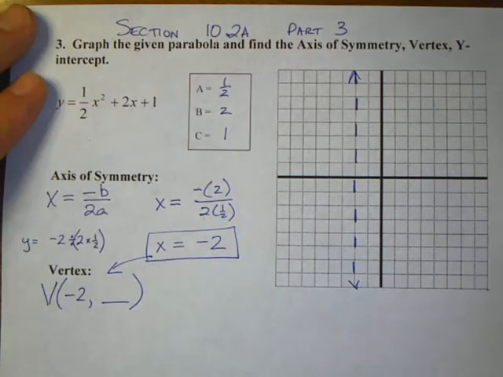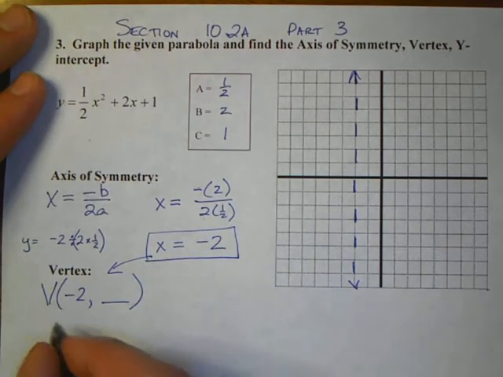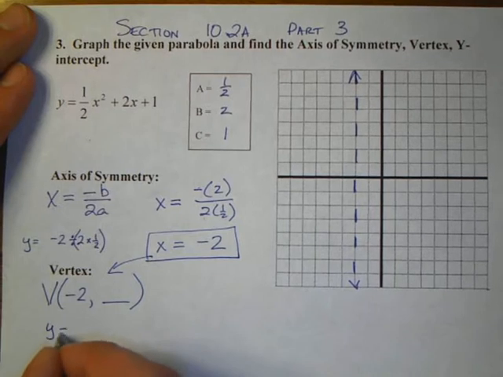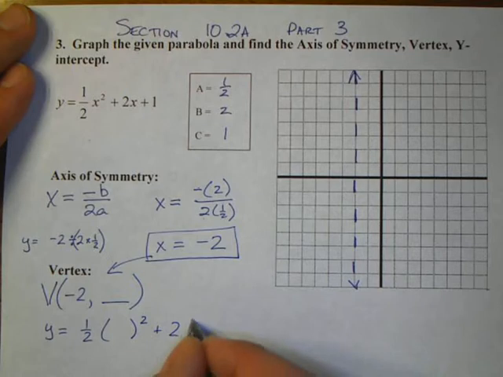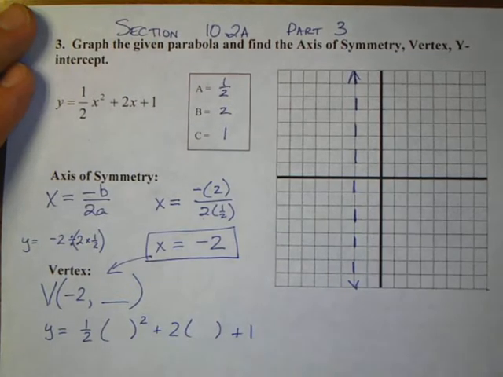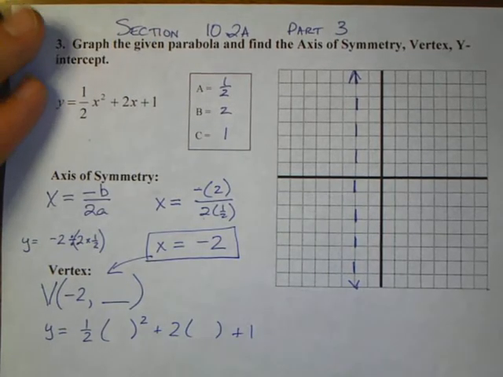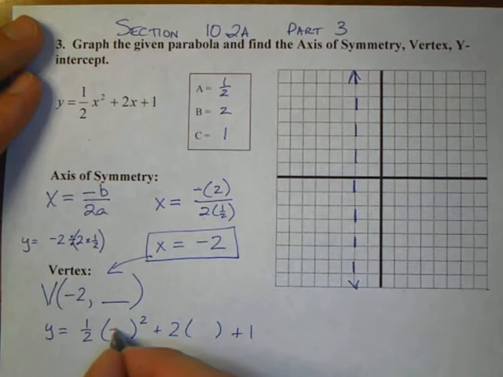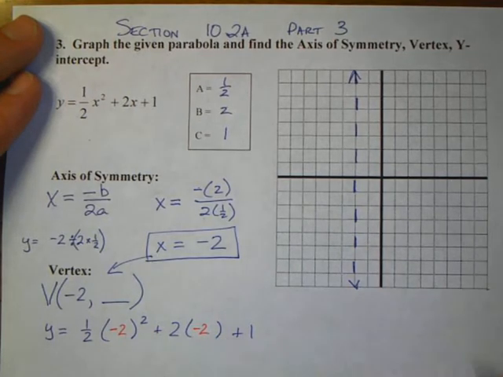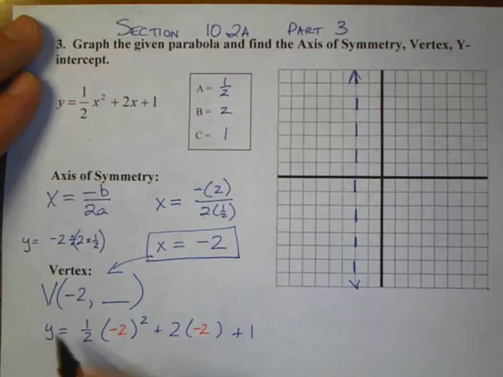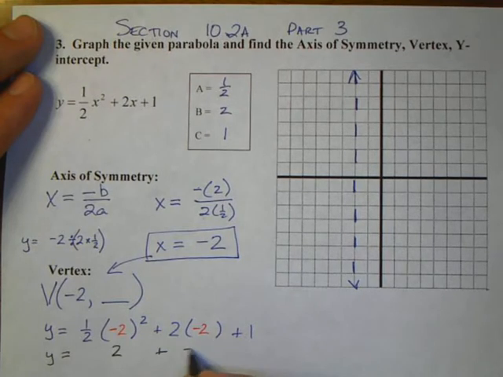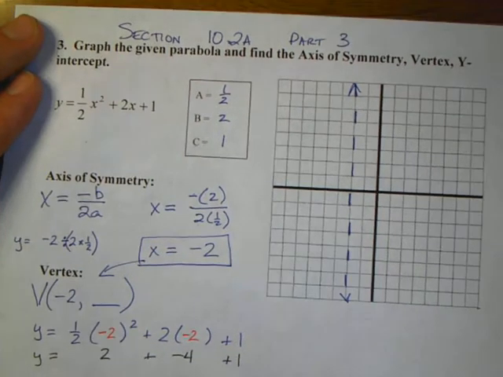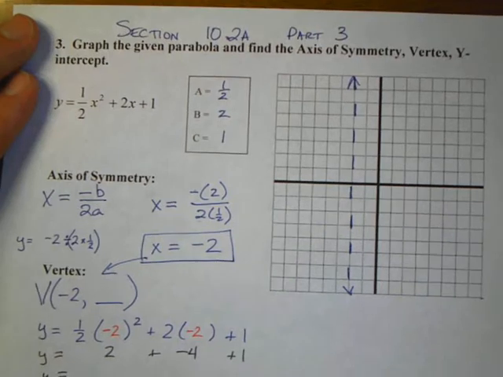Now, the next step is to draw that axis of symmetry. And so here we go. Remember, it's a dotted line going up and down, and we have our axis of symmetry drawn. On that axis of symmetry lies the vertex, and we've already got half the value from that negative 2. So let's plug this in and find our value. 1/2 parentheses squared plus 2 times parentheses plus 1. What's going to go in each of those parentheses, Weedy? Negative 2. Alright, so we plug in our negative 2.